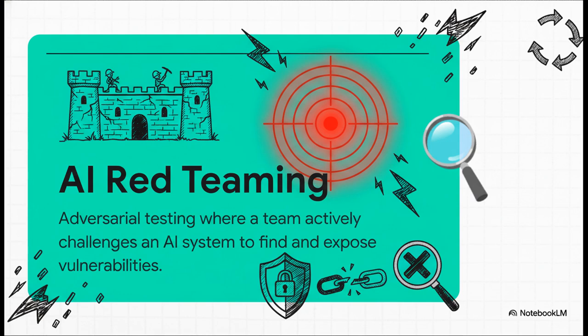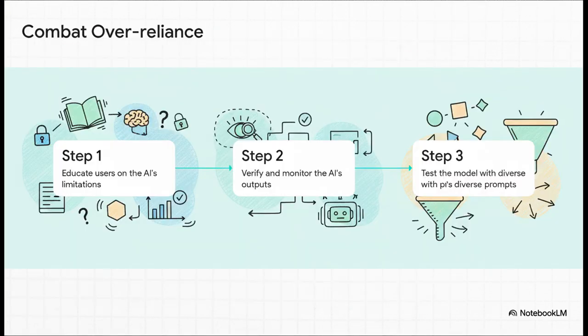And that last point, that proactive hunting, that's often done through something called AI red teaming. This is where you have a team that basically acts like an attacker. Their whole job is to try and break your system, to find vulnerabilities. It's all about finding and patching the holes in your defense before the real attackers ever get a chance to find them.